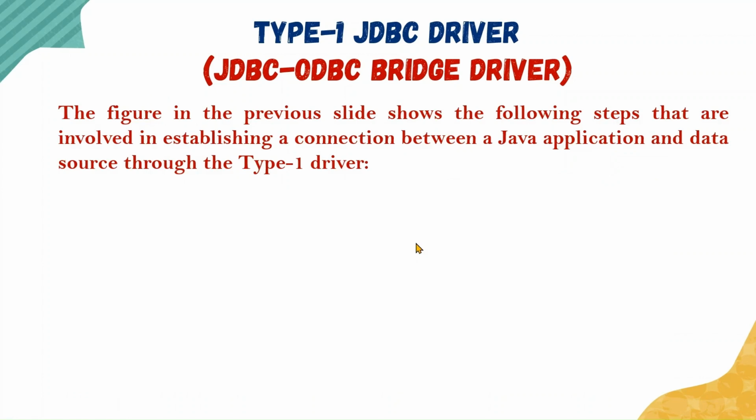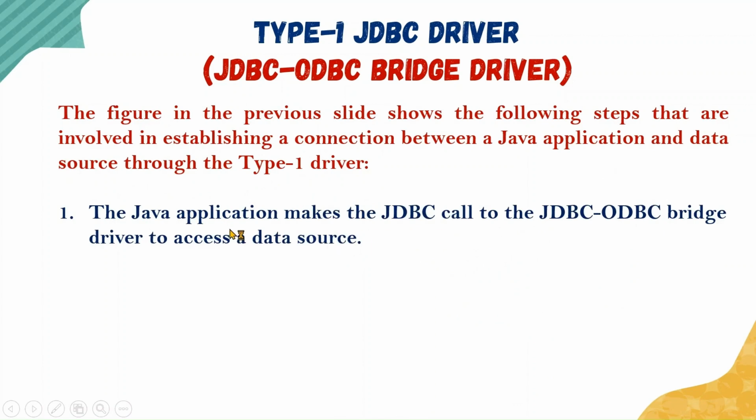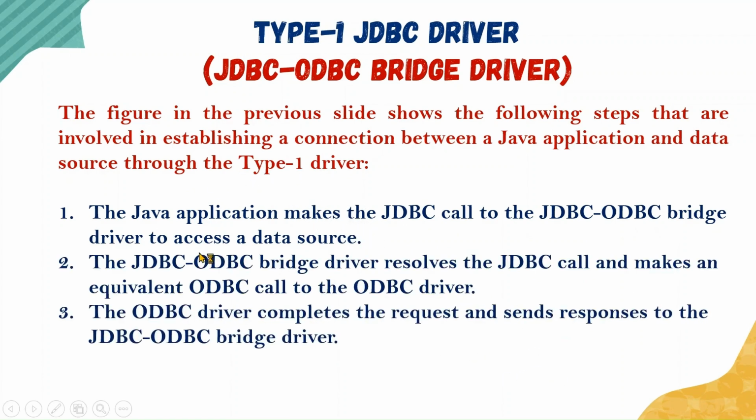Now coming to the explanation of the previous diagram, here we have some steps. The Java application makes the JDBC call to the JDBC-ODBC Bridge Driver to access a data store. This is the first step, what I was explaining. Then the JDBC-ODBC Bridge Driver resolves the JDBC call and makes an equivalent ODBC call to the ODBC driver.